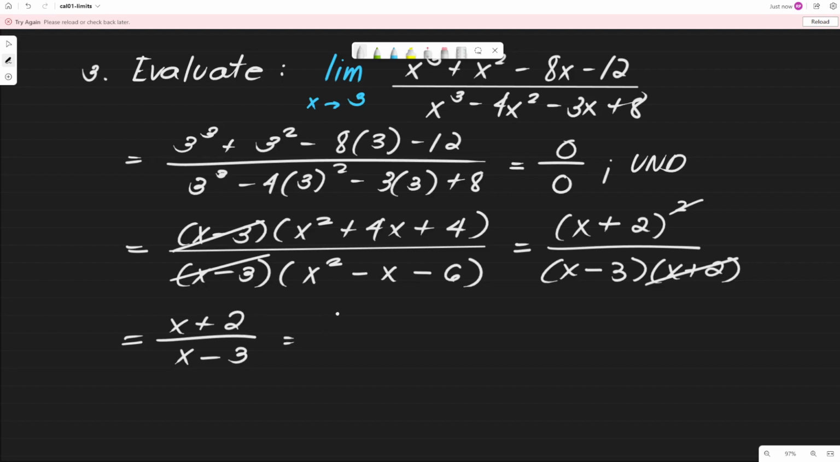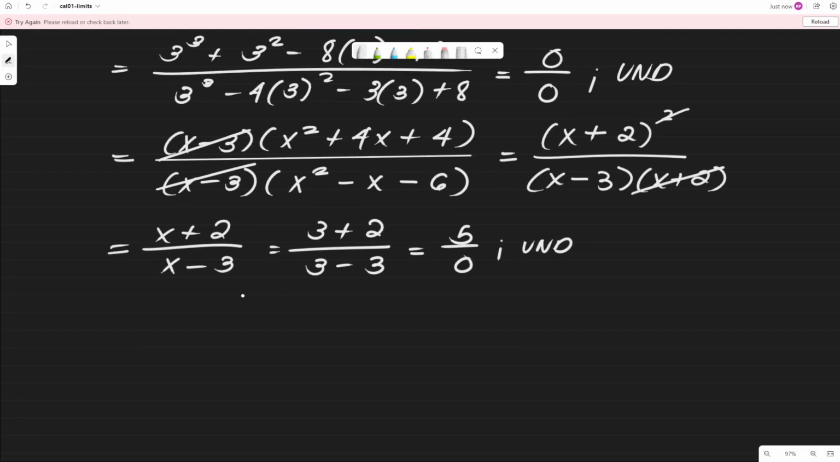Okay? So let's substitute. We have 3 plus 2 over 3 minus 3, which will give us 5 over 0, which is still undefined. But there is nothing more we can do. We have already simplified our function and canceled what should be canceled. Hence, this will be our answer. Since undefined came out, we have no limit. So the answer is no limit.